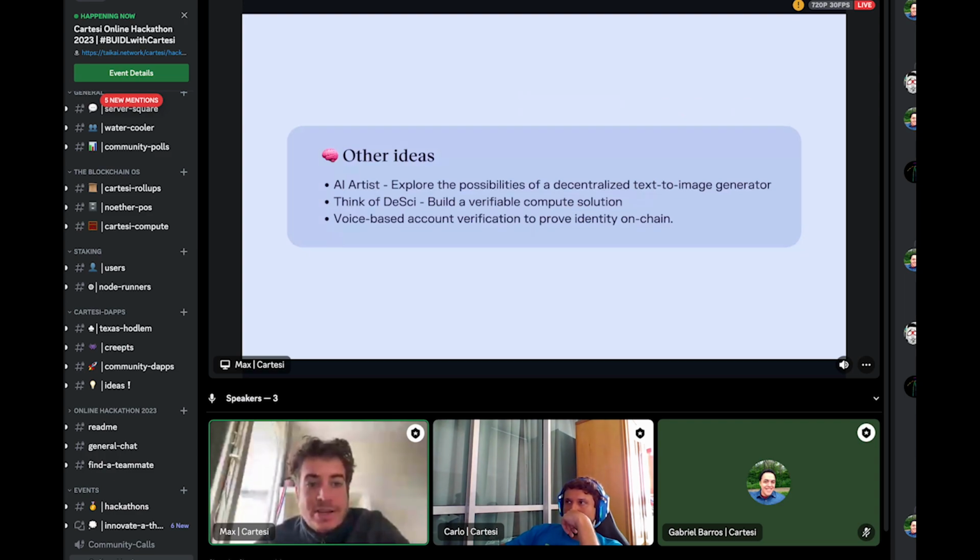So a few other ideas here, again taking from the GitHub link I shared earlier. Having this AI artist is one: exploring the possibilities of a decentralized text to image generator. I don't know if you guys are familiar with Botto. It's this AI that generates art, and you have a DAO that votes on which piece of art they prefer, and the model learns from those choices and evolves. Doing that in a decentralized way could be quite cool.